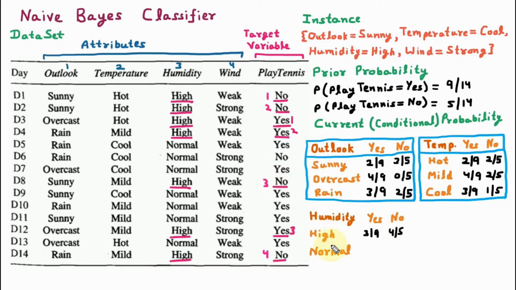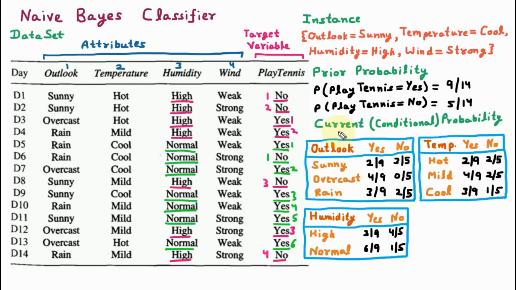Now check for the humidity normal. So highlight all the normal and their corresponding outcomes. So number of yes are 1, 2, 3, 4, 5 and 6. So 6 by 9. And number of no are only 1. So 1 by 5. Now we are checking the current or conditional probability for wind.